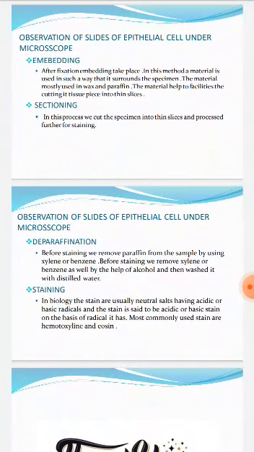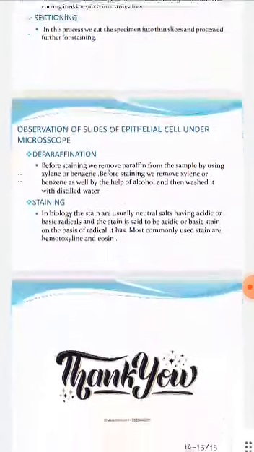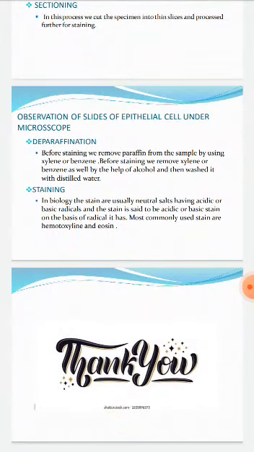After embedding, we do sectioning. In this process, we cut the specimen into thin slices and process further for staining. Now, before staining, we remove paraffin with the help of xylene or benzene. Before staining, we also remove xylene or benzene with the help of alcohol and then we wash it with distilled water. The process of removing the paraffin from the slide is known as deparaffinization.